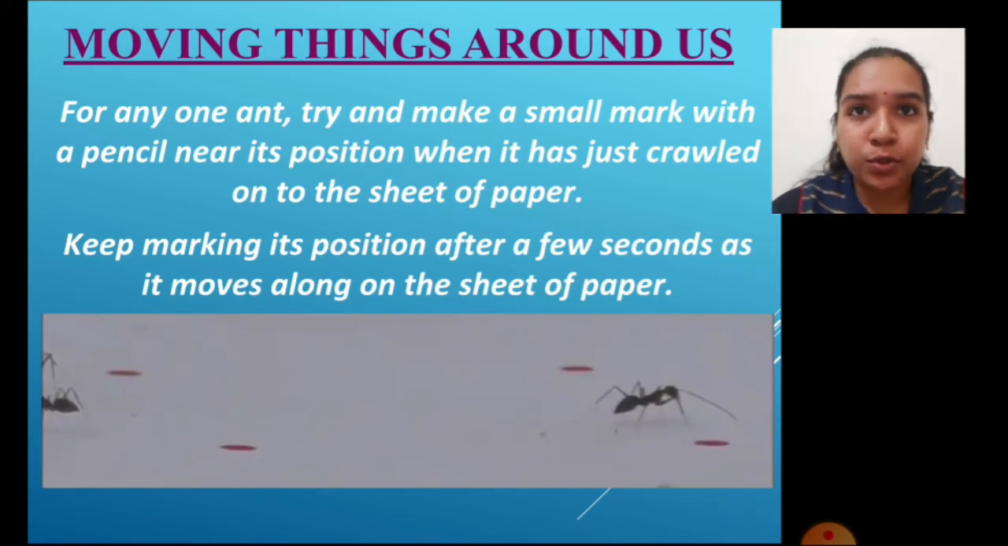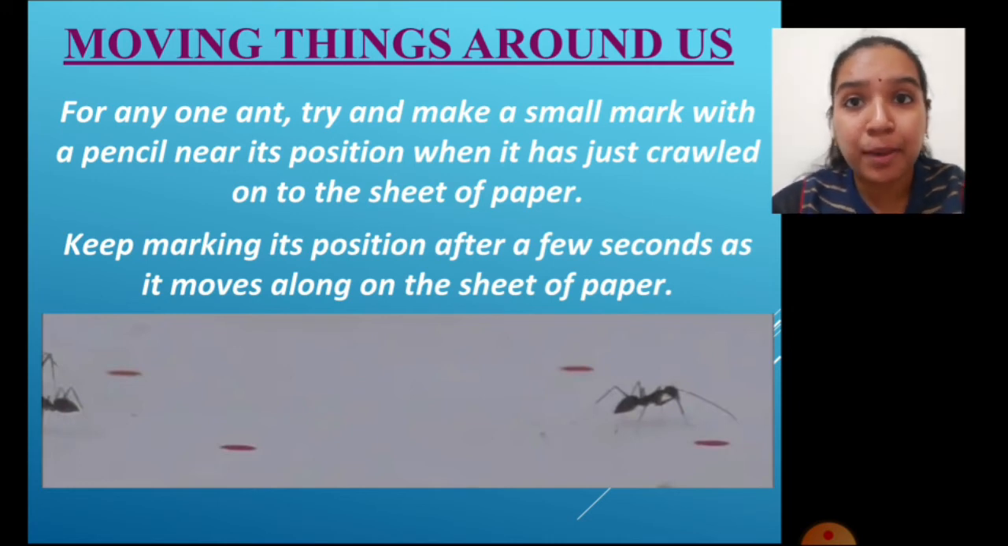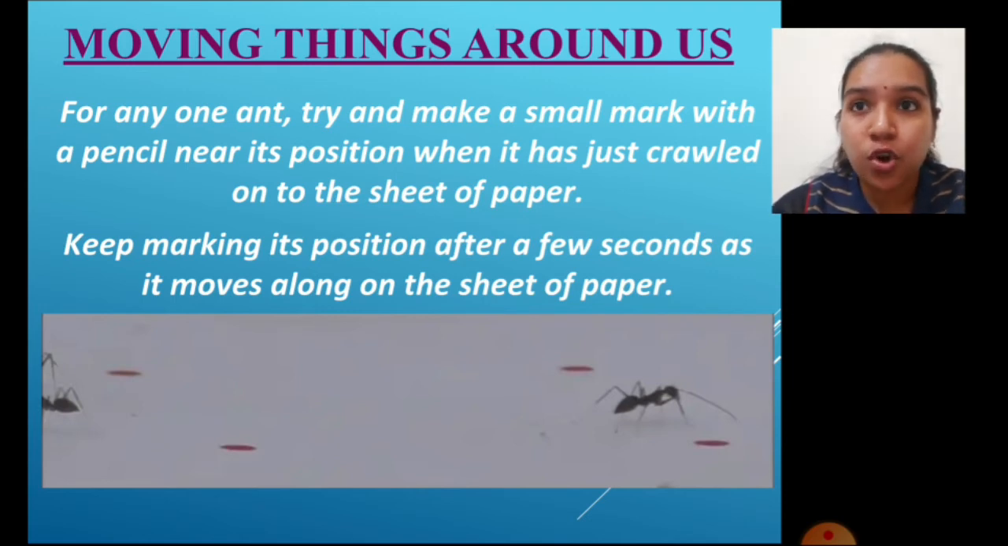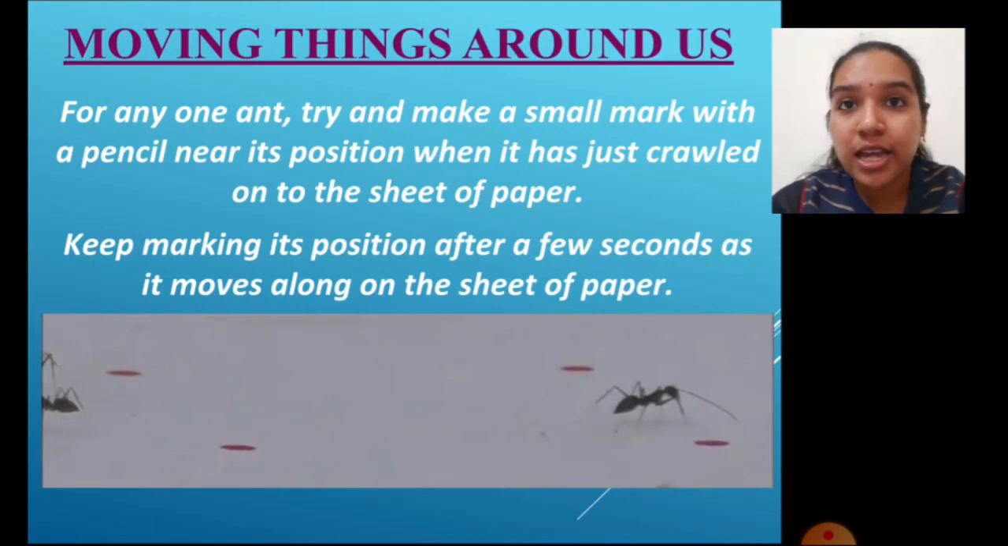Now what you will do is choose any one ant, or choose the first ant which has crawled onto the sheet of paper you have spread. As soon as it crawls onto the sheet of paper, mark its way with small dots along the paper until it exits, means until it leaves the paper. Mark its way with small dots.